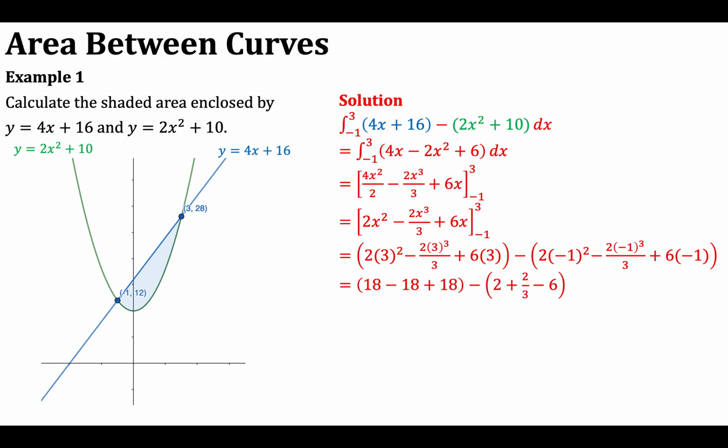And evaluating all of that, I get 18 minus 18 plus 18. I'm subtracting my second bracket, that gives me positive 2 plus 2/3 minus 6. And then for my first bracket, I'm left with 18 after all that. And the second bracket, I'm left with negative 3 and 1/3. You can see we're subtracting a negative here, which is adding, so we've got 21 and 1/3, and we need to remember our units here. So it's an area, so we've got square units.